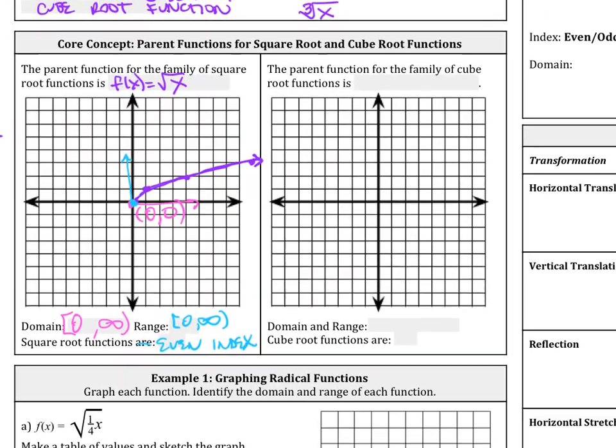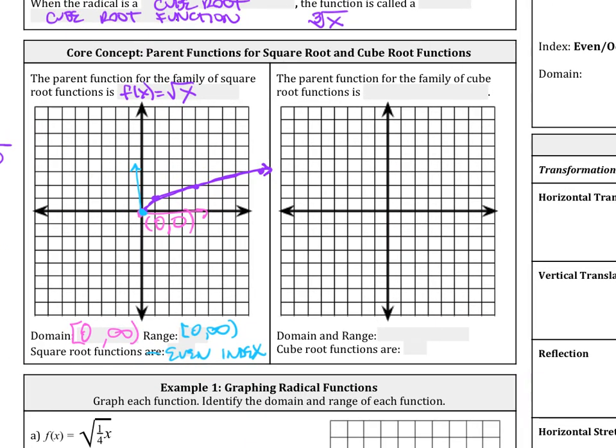Let's look at a cube root function. The parent function of that is f of x equals cube root of x. So let's think about some numbers to plug in for cube root of x. I can plug in 0. Cube root of 0 is 0, so that's good. 1, cube root of 1 is 1. Can I plug in negative 1? I can. Remember, it's odd. I can plug in negative 1 because that is negative 1.